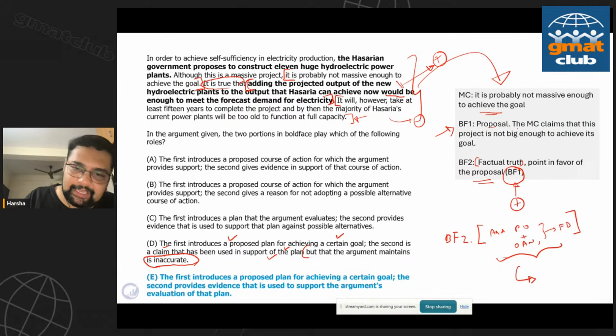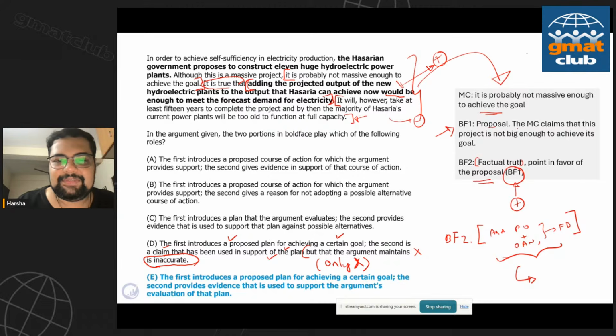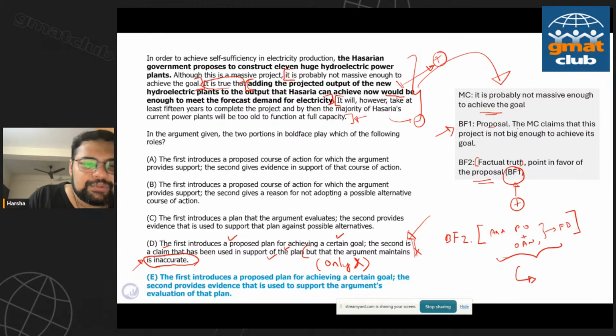But that the argument maintains is inaccurate. This is what I call an almost correct answer. This is the only issue which makes choice D incorrect. Which is why, if you look at the stats for this, you have around 40, 45, 46% of people choosing this. And the only reason for that is it's almost right. You just have to pay attention to this too and figure it out.